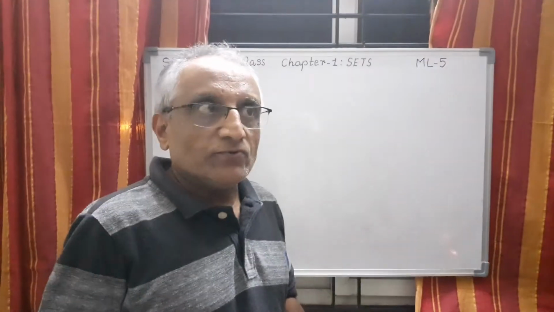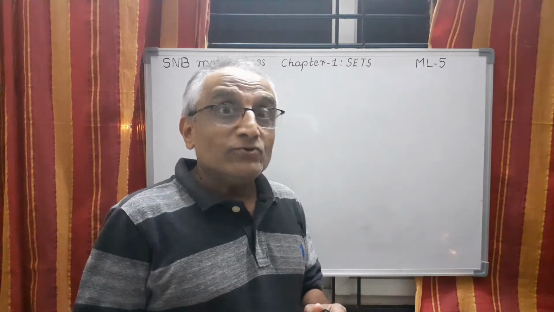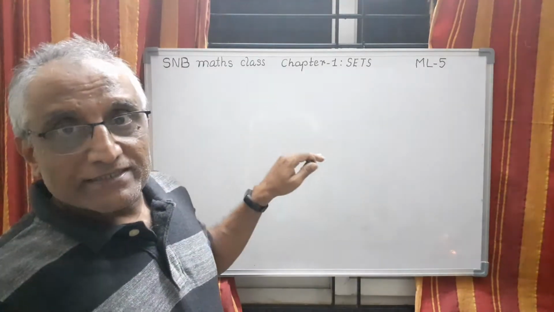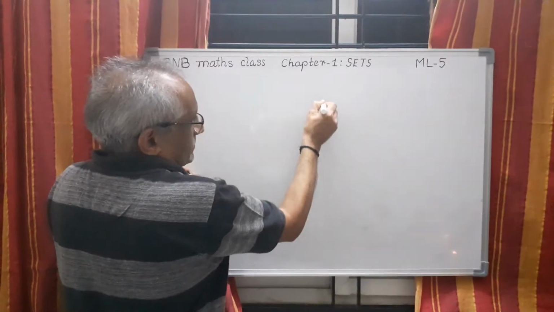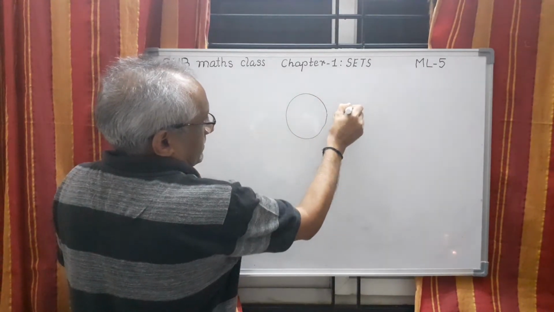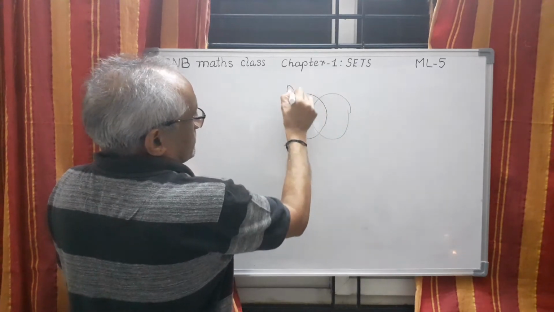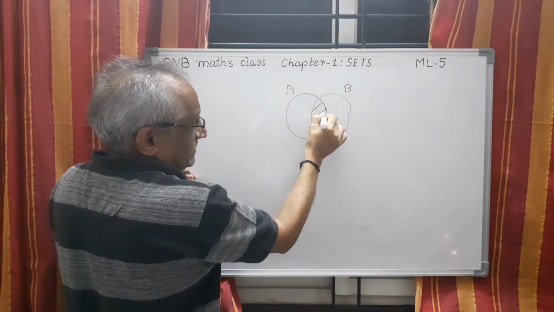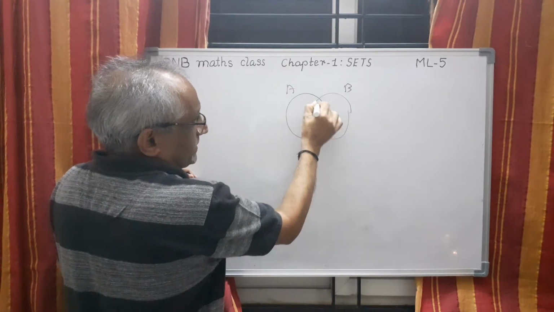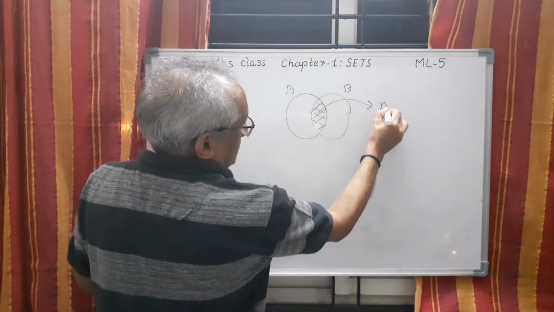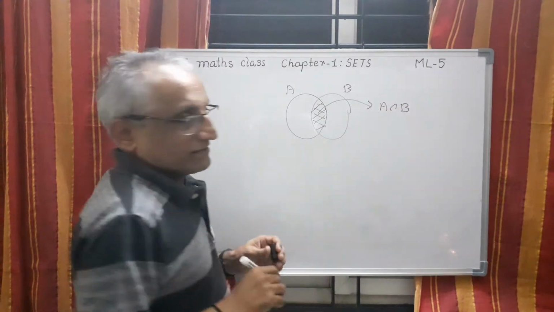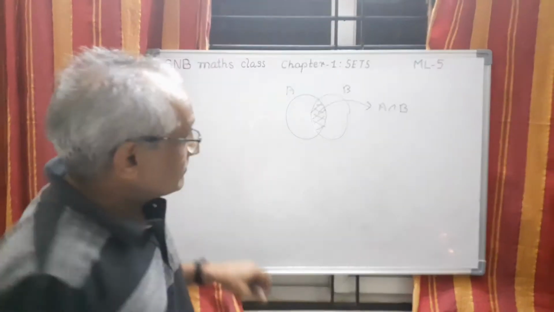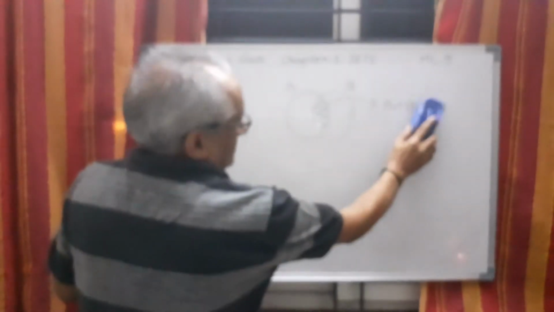Then I have shown you how to represent A union B in a Venn diagram, and in the same way you can also represent A intersection B like this. So this is, let us say, A, this is B. Then A intersection B is the common element which is there in A and B. So this region is represented by A intersection B. This is the graphical or diagrammatical representation of the given sets.